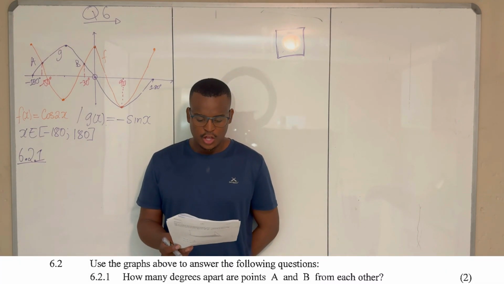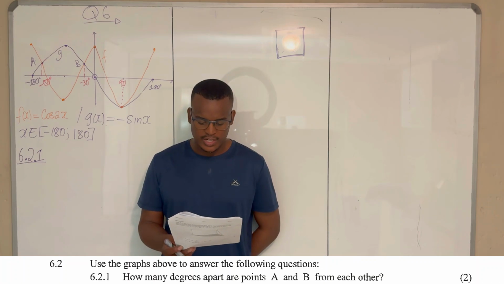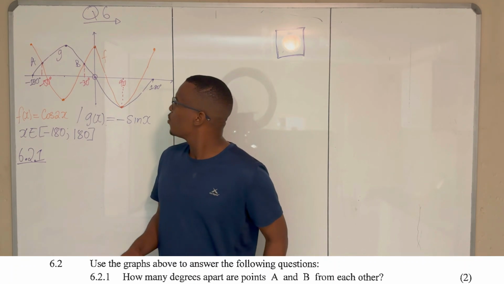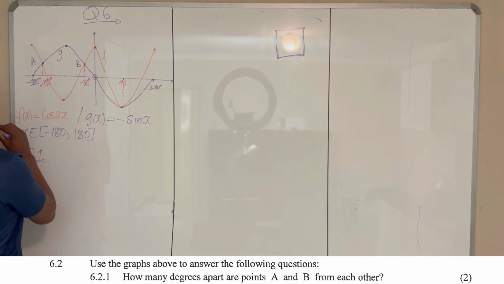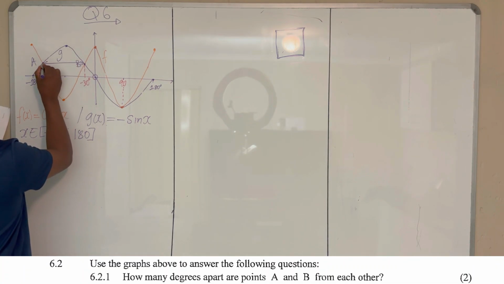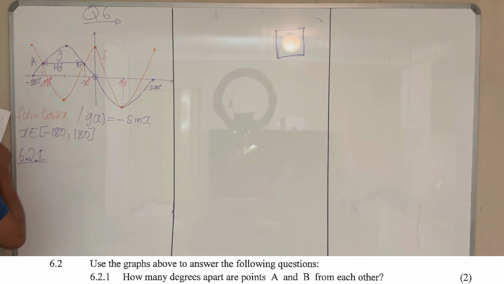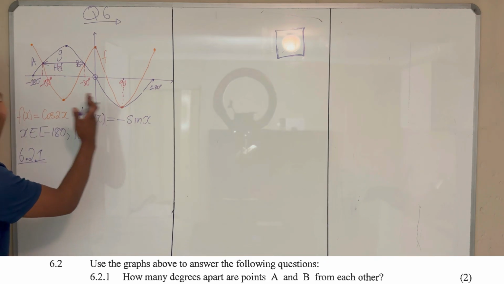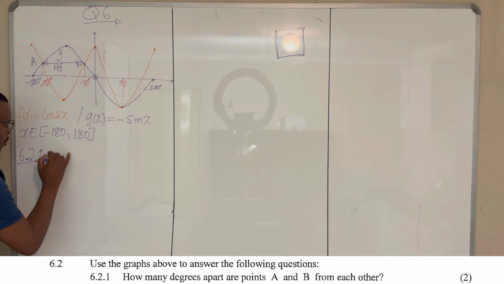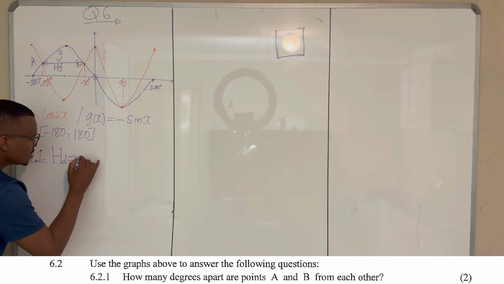6.2, they're saying use the graphs above to answer the following questions. So at 6.2.1, how many degrees apart are A and B from each other? So they want to know how many degrees apart they are from each other. So they want the horizontal distance there. Which means we're looking at the horizontal distance here, which is how to find it.